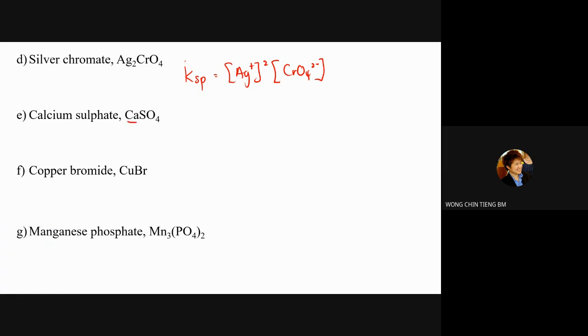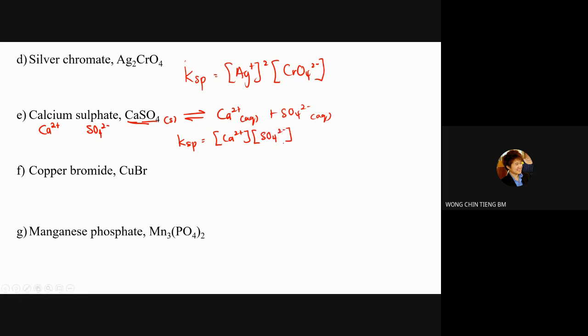Dah, very quickly, calcium sulfate. Calcium adalah Ca2 plus, sulfate adalah SO4 2 minus. Bawa turun sebab tu jadi CaSO4. So having your calcium sulfate, solid, pecah dia akan jadi calcium Ca2 plus, aqueous, and also your SO4 2 minus aqueous. That will give rise to your KSP, concentration Ca2 plus, and then your SO4 2 minus, 1:1 ratio.